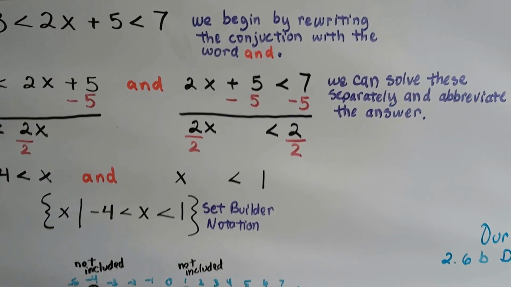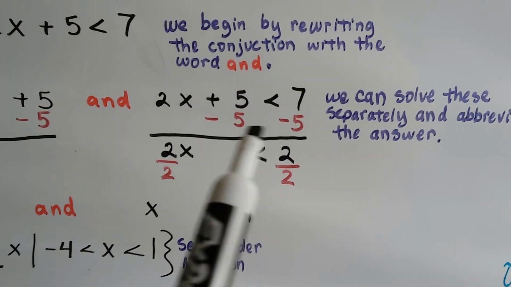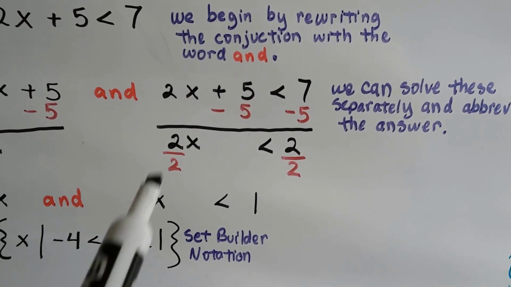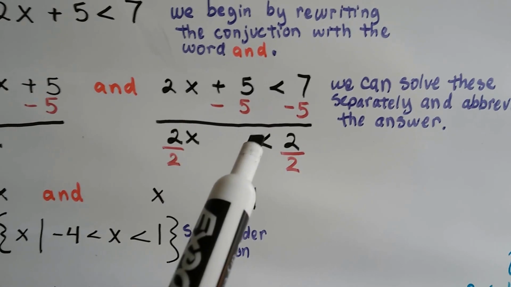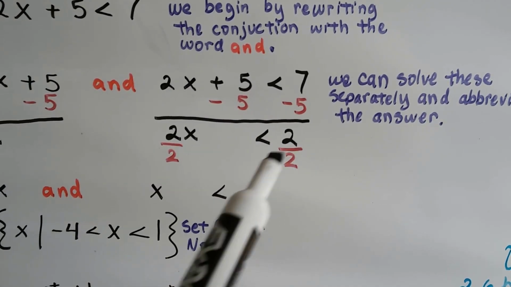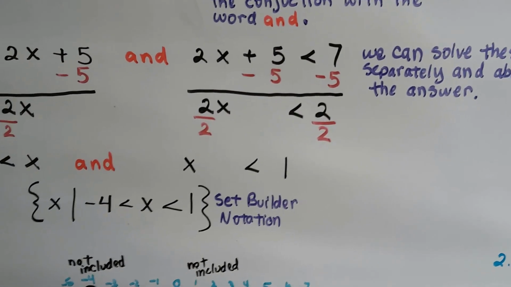On this side, we can use the addition property of inequality and subtract the 5. We want to isolate that x, don't we? That makes a 0 pair, and now we have 2x is less than 2. We divide both sides by this coefficient 2, and we get x is less than 1.